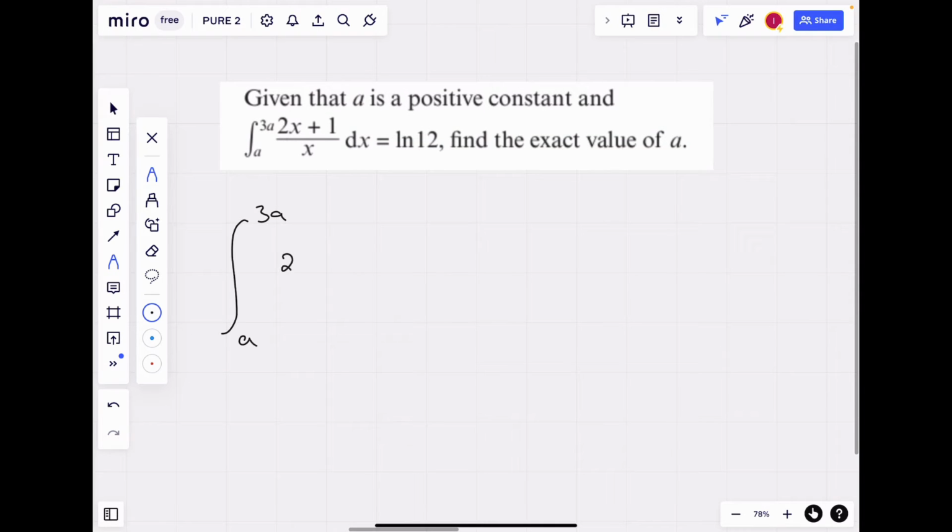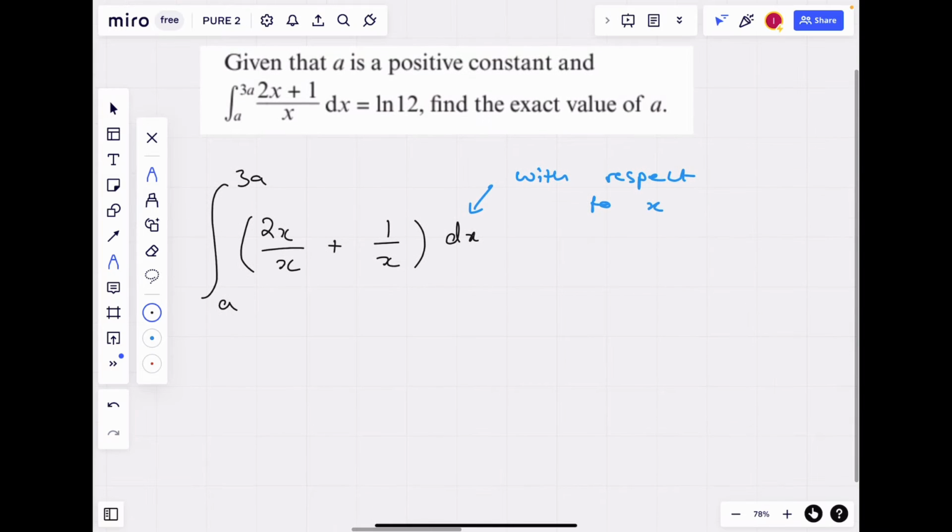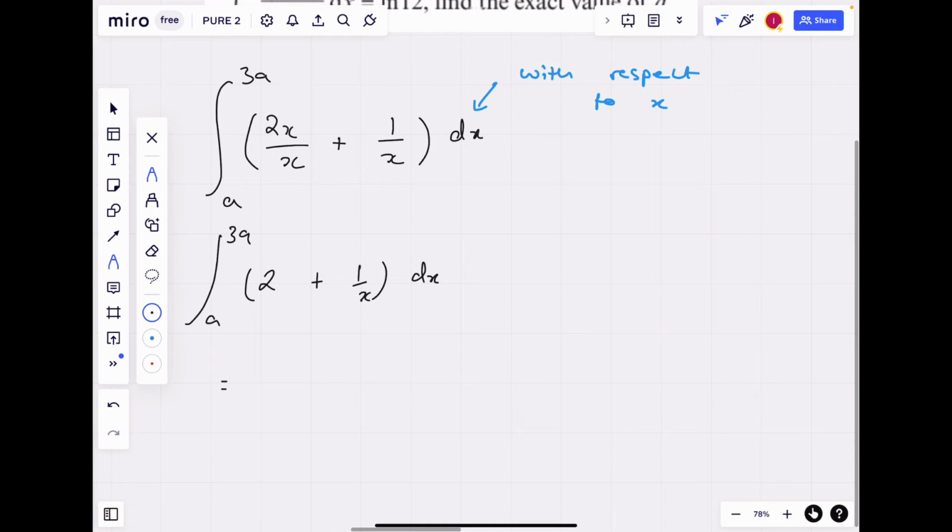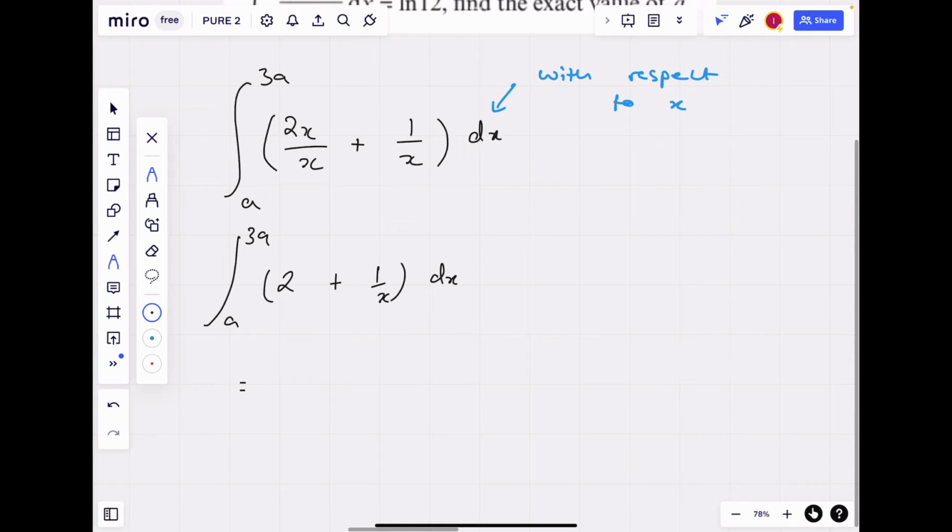3a and a, 2x over x plus 1 over x dx. If you didn't know, that dx just means with respect to x. This would then simplify to just 2 plus 1 over x dx. What would you get when you integrated 2? 2x. What do you get when you integrate 1 over x?